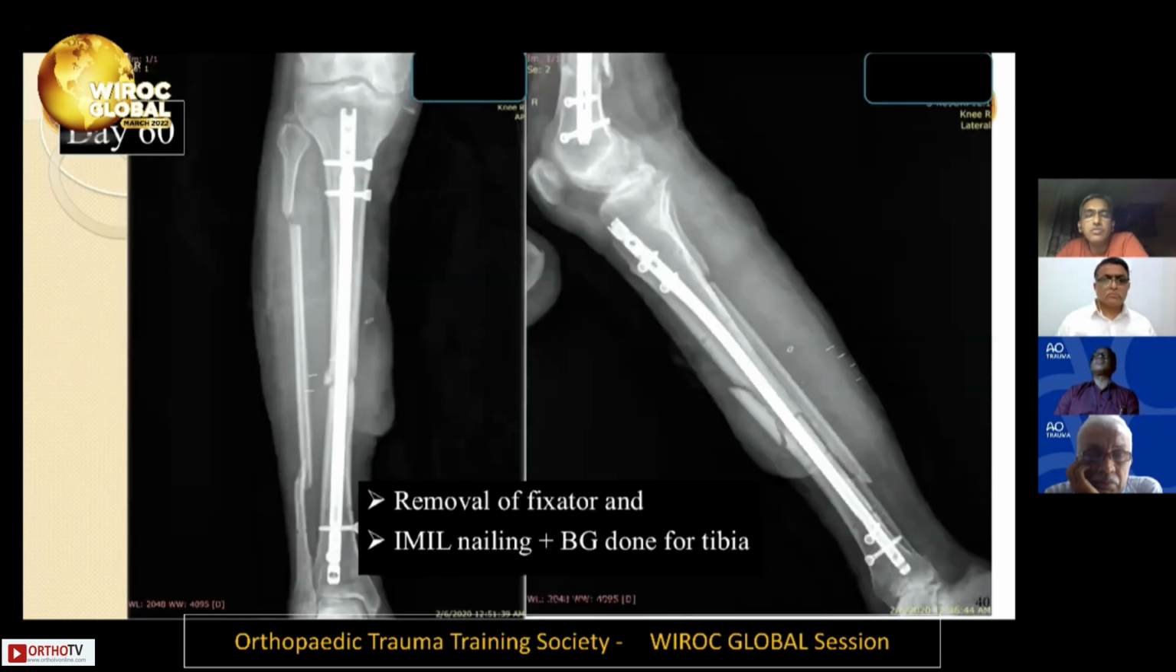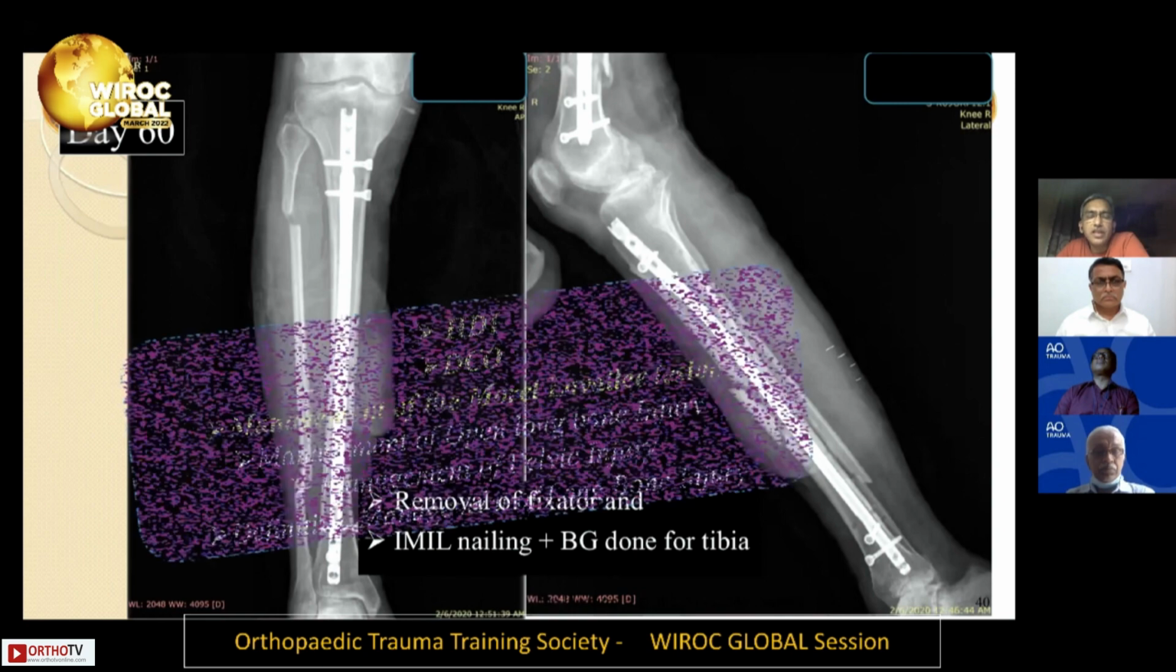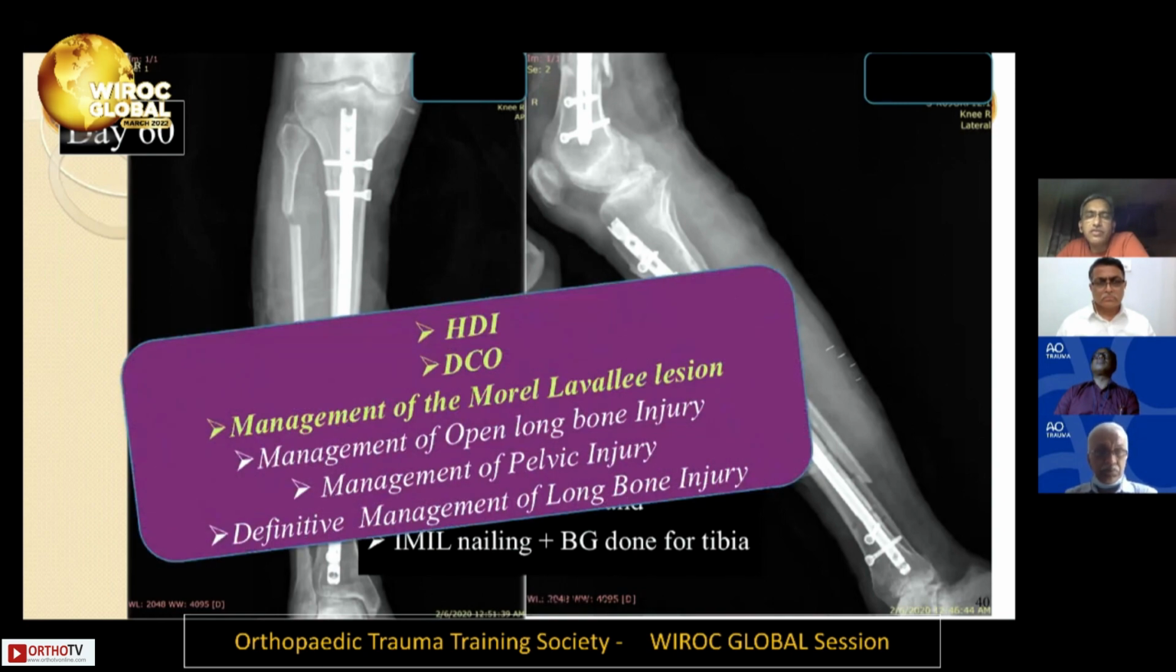And at the end of 2 months, he underwent removal of the fixator for the tibia, along with the IM nailing and bone grafting for the tibia. So that is basically what we did. We looked after the hemodynamic instability, did damage control orthopedics in terms of stabilization of the skeletal injuries and a binder for the pelvic injuries, took care of the Morel-Lavallée lesion, managed the open long bone injuries with a flap, and then we did a definitive stabilization of the pelvic injury with definitive management of the long bone injuries subsequently.